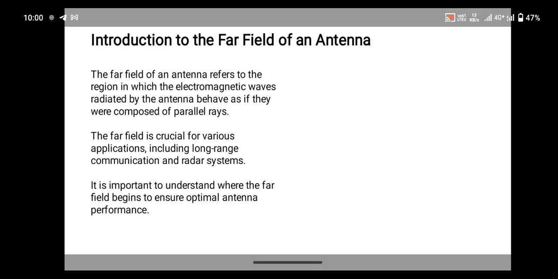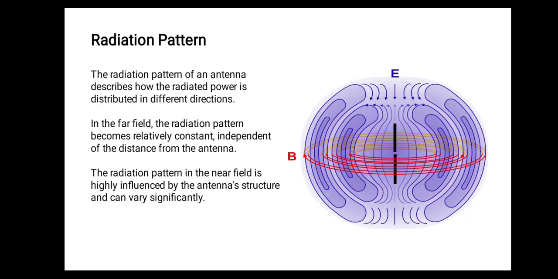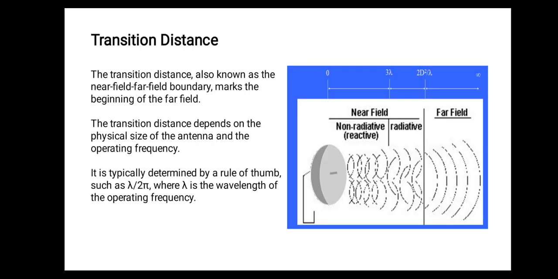And here, at last, we will let you know that the far field of an antenna starts at the transition distance.